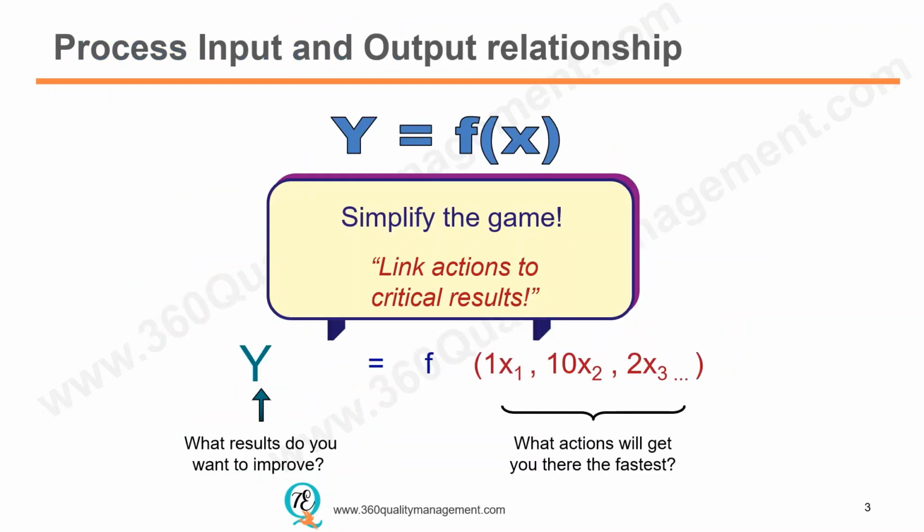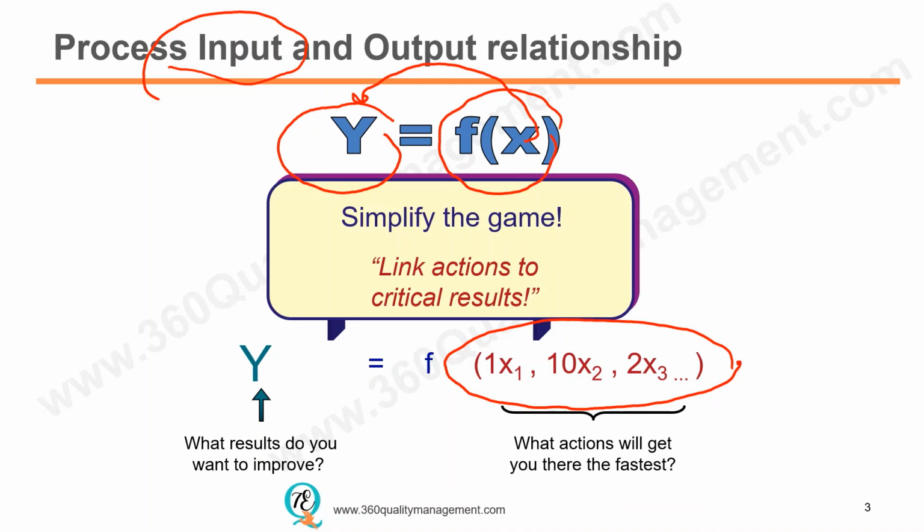In any given process, both process input and output are actually related to each other, which the process input X will have an impact on Y. And we will need to take certain actions to control the X's in order to have a better Y and lead to the results that we would like to have.